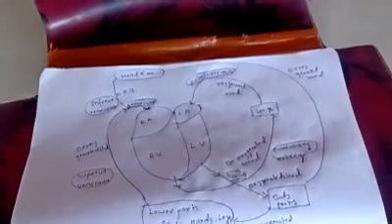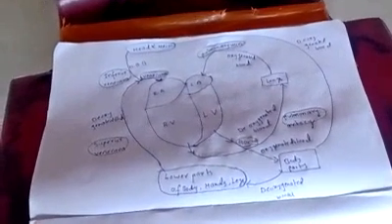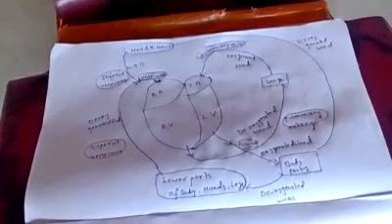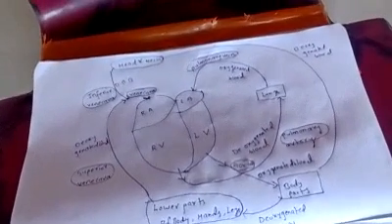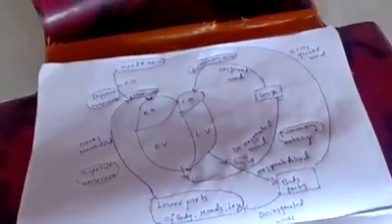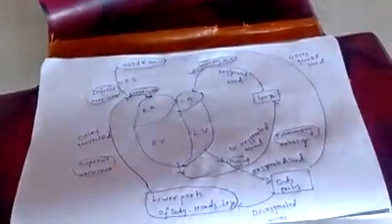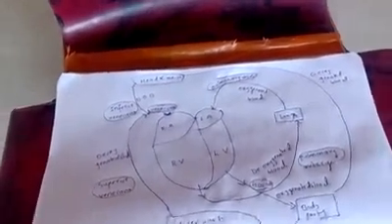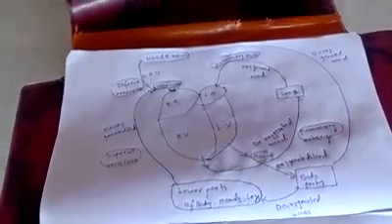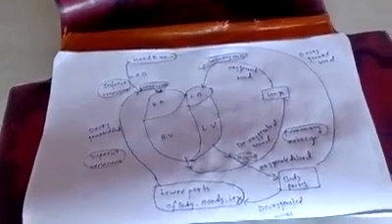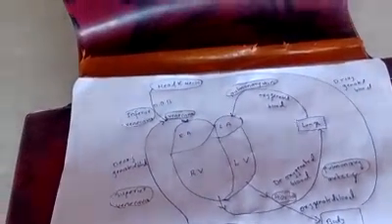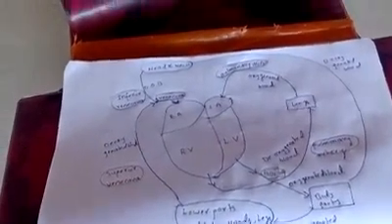The blood circulation in between the lungs and heart is called pulmonary circulation, and the blood circulation in between the body parts and heart is called systemic circulation.